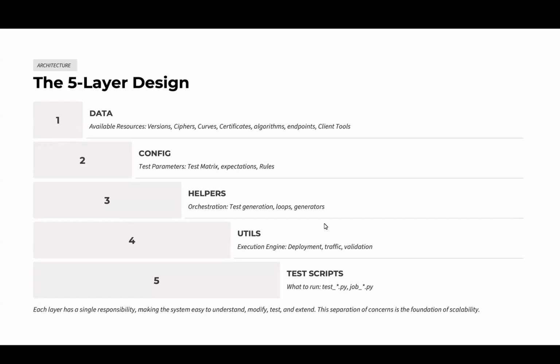Third one is helpers. This is a layer which will take what we define in data and config, and then generate the tests out of it. As the config is provided with what is valid for which combination, the helpers will generate that, put it in a loop, or use generators. If you want to run 1.2, what kind of test combination it will run, and how many tests you can run to have extensive coverage of your test areas.